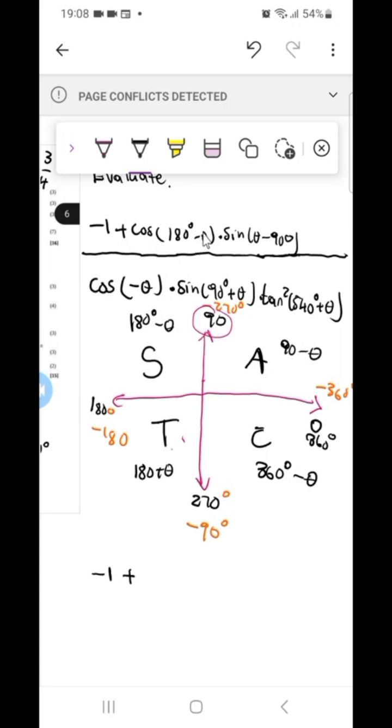They say cos of 180 degrees minus theta. Using your normal Cartesian plane, you know that 180 degrees minus theta is your second quadrant. And in your second quadrant, only sine is positive, meaning that all the other trigonometric ratios are negative. So cos of 180 degrees minus theta lands in the second quadrant, so you'll end up having negative cos theta. Negative cos theta, and then you multiply that by sine of theta minus 90 degrees.